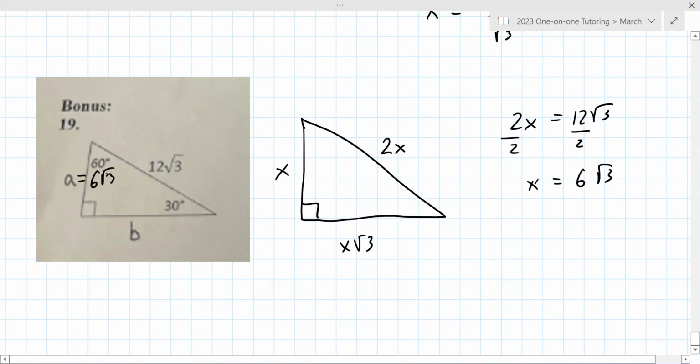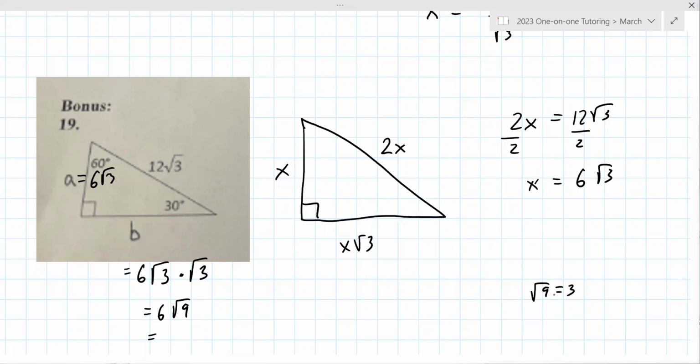B is slightly more involved. You have to take the short leg and multiply it by the square root of 3. So it's 6 square root of 3 times the square root of 3. And that'd be 6 radical 9. But that'd be simplified more, right? Yes, keep going. The square root of 9 is 3. So you're taking 6 and multiplying it by 3.